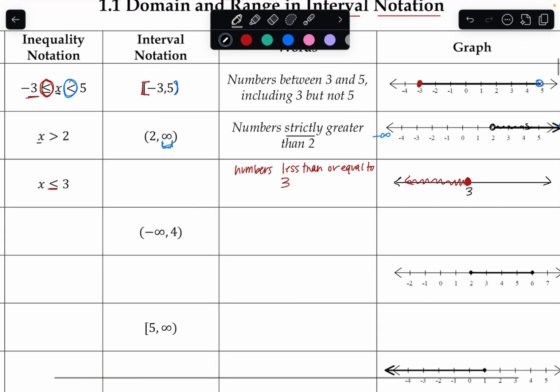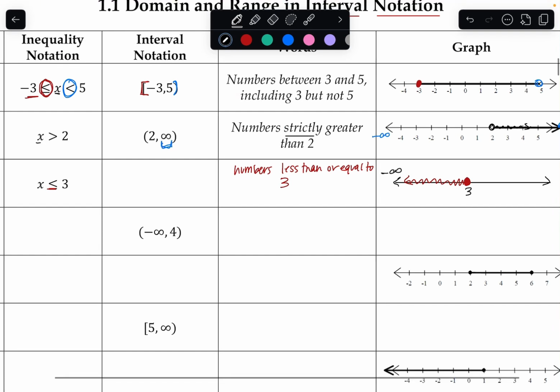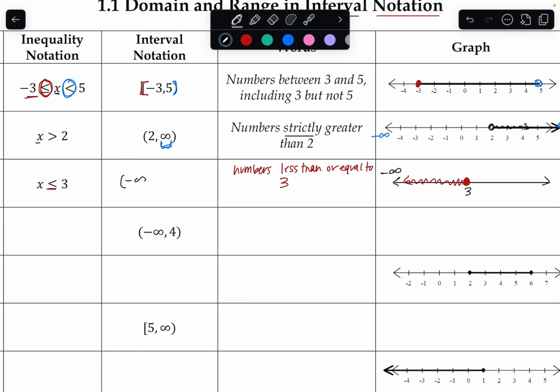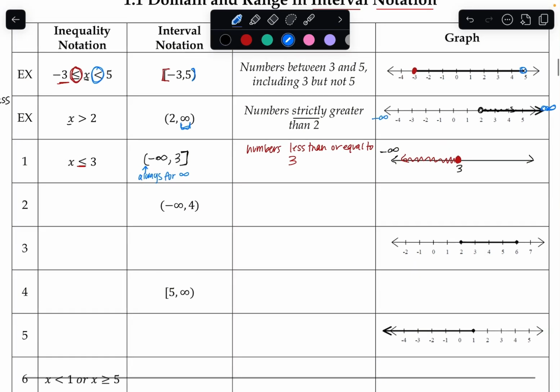And so in interval notation, it's going to negative infinity for our left endpoint. You always have to go from least to greatest. And then for our right point, we would have 3 with a bracket. Remember, infinity never gets a bracket, always a parenthesis for infinity.